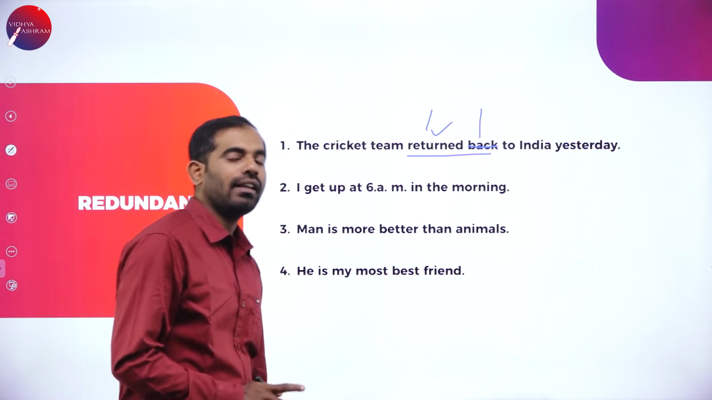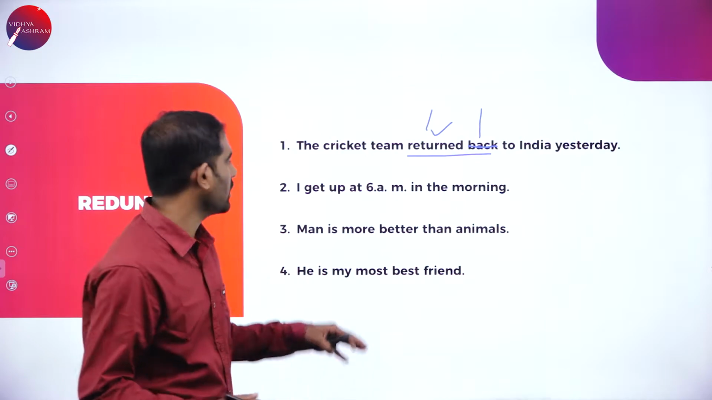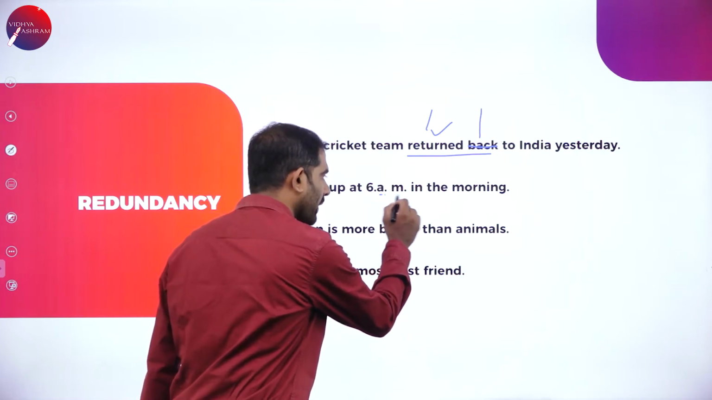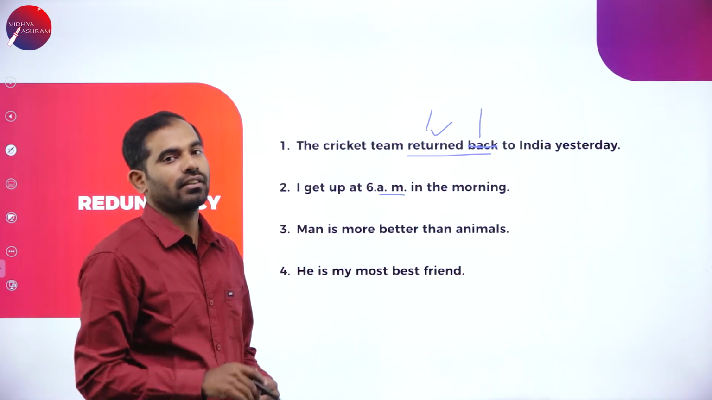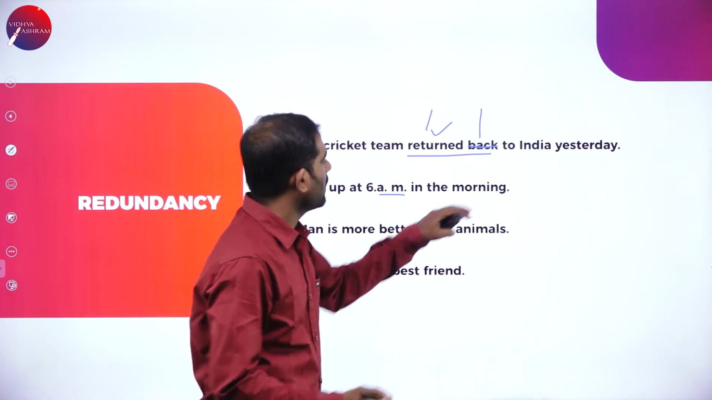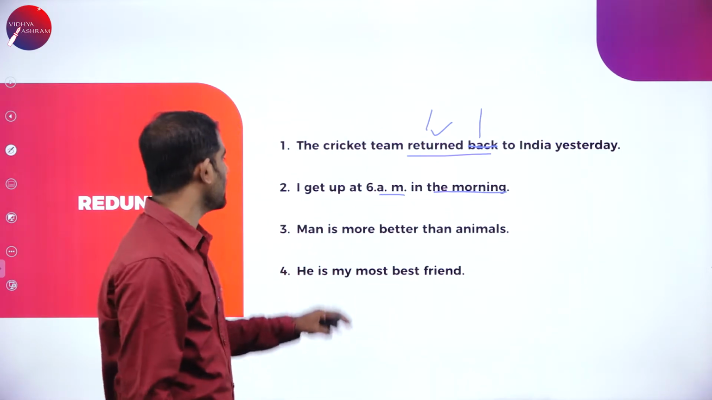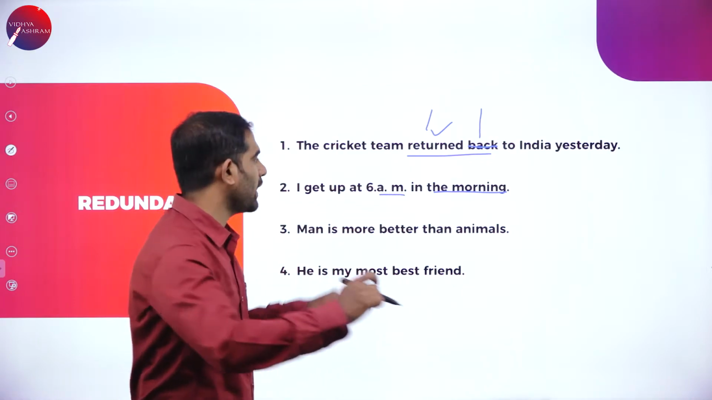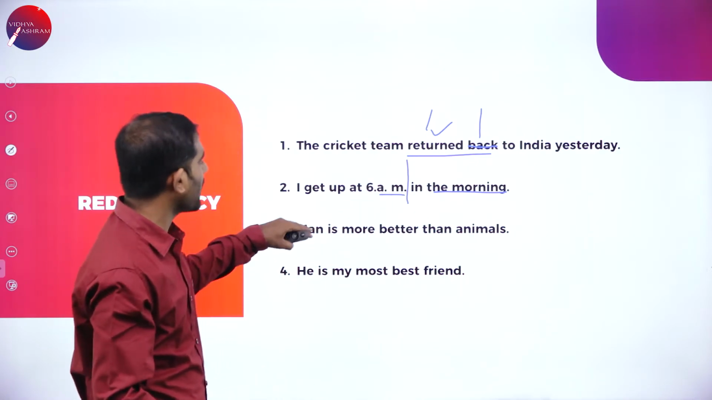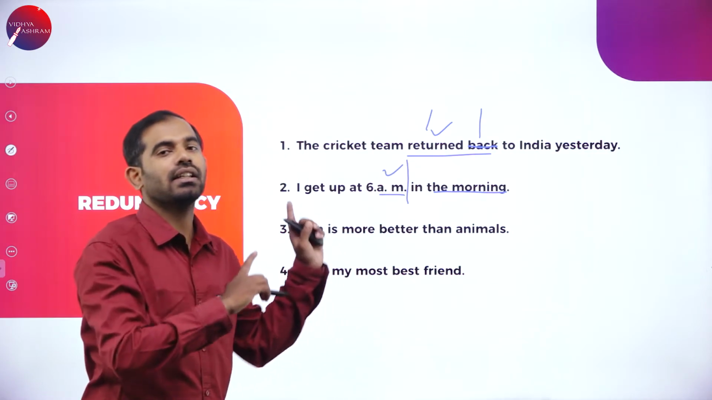Second sentence, I get up at 6 a.m. in the morning. Here 99% of the people, non-native speakers of English, make this mistake. Any mistake? I get up at 6 a.m. a.m. is morning. p.m. is afternoon, evening, night. Morning and a.m. are one and the same. Either you write I get up at 6 a.m. and stop there, or you write I get up at 6 in the morning, removing this part. Then it is correct.